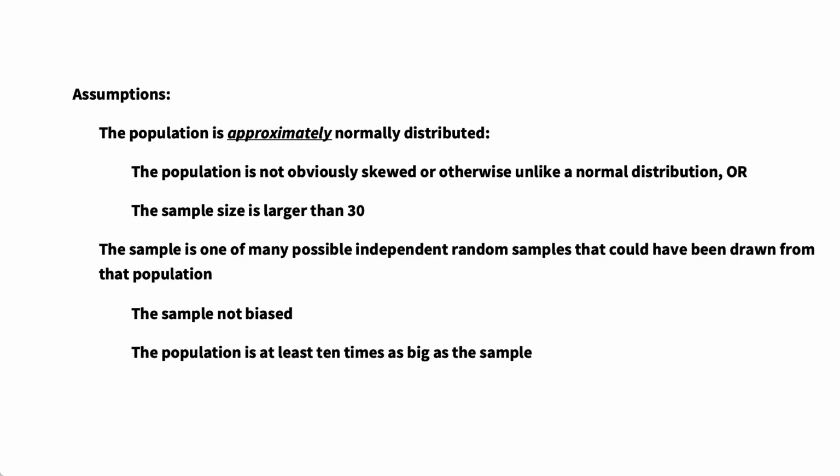To summarize, the conditions for the confidence interval formulas from the previous section and in the next few sections are that the population distribution should either be close to a normal distribution or that the sample size be at least 30, that the sample be unbiased, and that the population be at least 10 times bigger than the sample.